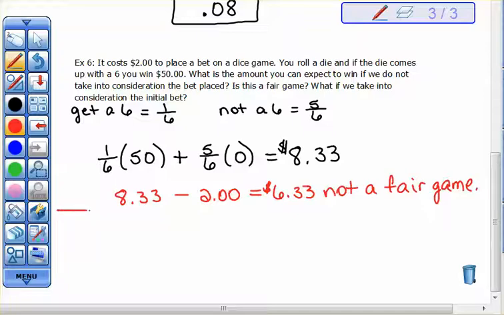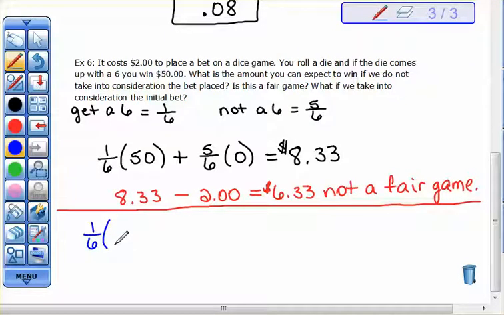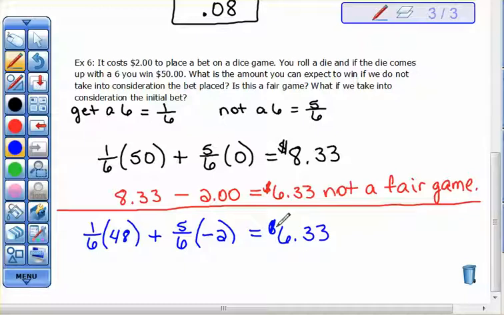Now, for the last question, let me draw a line here. It says, what if we take into consideration the initial bet? Well, if I get a 6, that's a 1/6 probability. And I'm going to win $50, but I had to pay $2 in order to get into the game. So I'm really only going to come out winning $48. Plus, if I don't roll a 6, there's a 5/6 probability of that happening, and I lose my $2, so that's actually a -2. So when we multiply those things together and then add the answers, we should end up with $6.33. So that would be my expected value if we consider the initial bet.